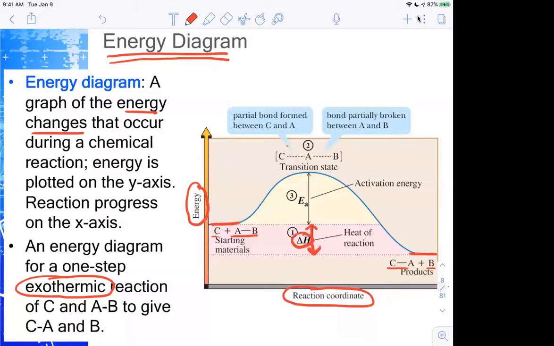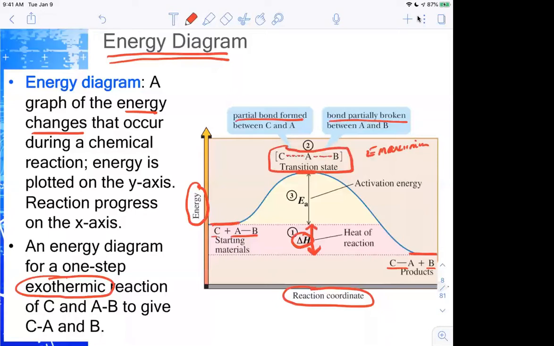This is the transition state, which shows me how bonds change. I have this partial bond that's formed. This bond is partially broken. This is showing exactly what's happening as I go from AB to CA. My C is coming in and forming this bond. My AB bond is breaking. So my transition state is always an energy maximum. And if I have more than one transition state, I have more than one step.